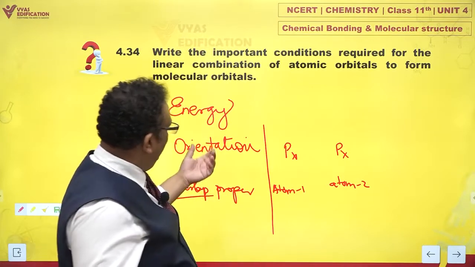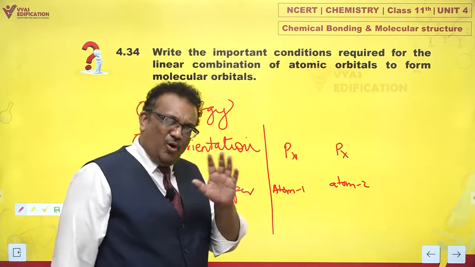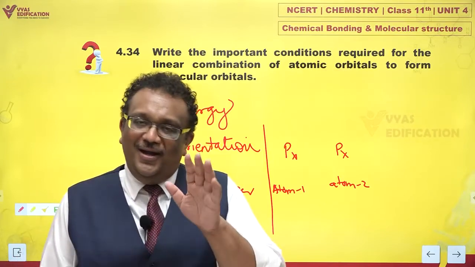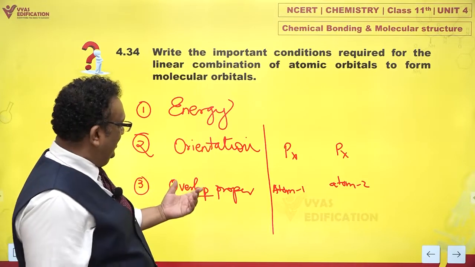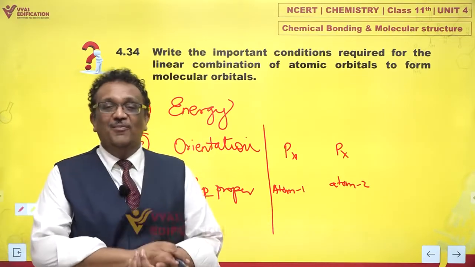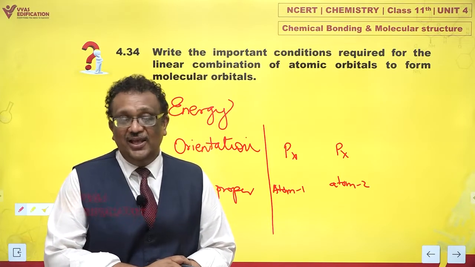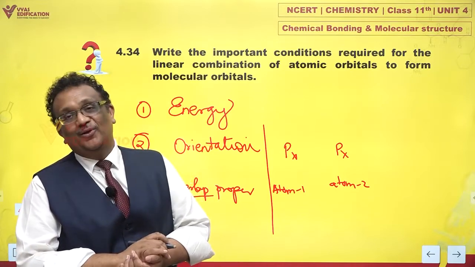Actually, if the orientation and energy conditions are met, overlap normally becomes proper and an MO is formed, but it is just a warning, and an essential one, that overlap has to be proper. That's it. These are the three fundamental conditions in the LCAO method of combining atomic orbitals to get molecular orbitals.